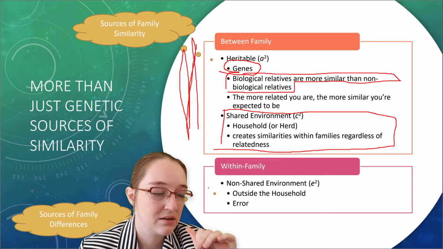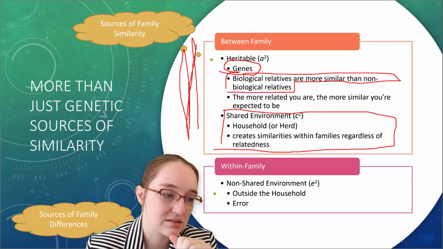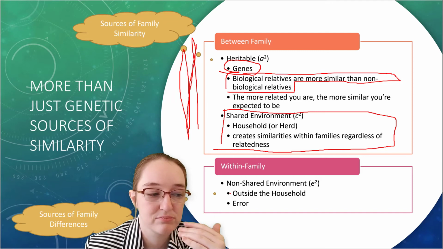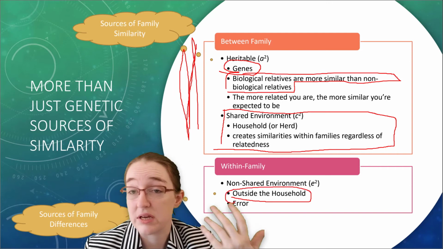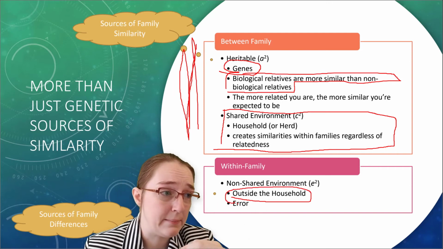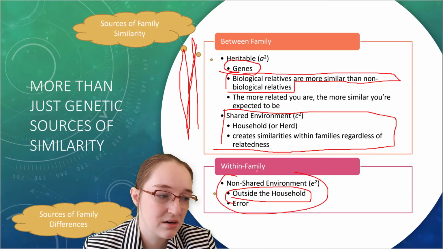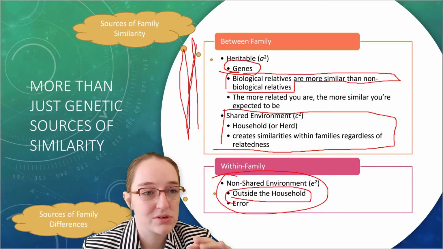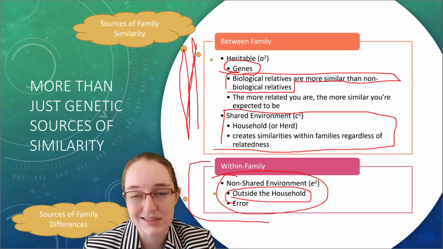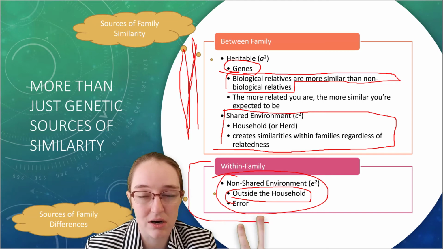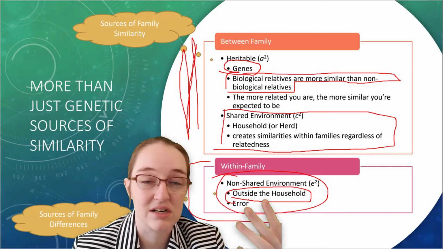Now, within-family effects are sources of differences within the family. These are the sources of why you don't have perfect correlations: stuff outside the household, like your peer groups, as well as measurement error. There's lots more that goes into this, but these are the sources that explain why people aren't identical. Identical twins still aren't identical, they're not clones, because they have these within-family differences that are non-shared environmental effects.